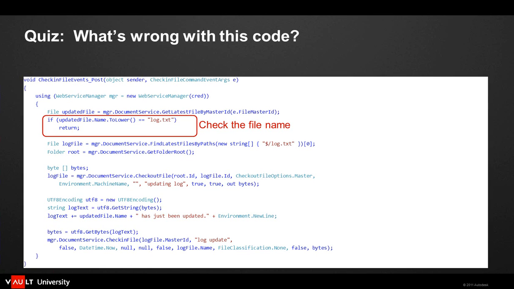But the quiz isn't over. We're going to keep playing this game. I'm going to go back to the code. I'm going to insert an if statement to fix that loop. So I put in something that says, okay, if the file that's been checked in is named log.txt, exit. Don't do anything. That way, log.txt is not going to log itself changing anymore. We're only going to log different files that have changed.